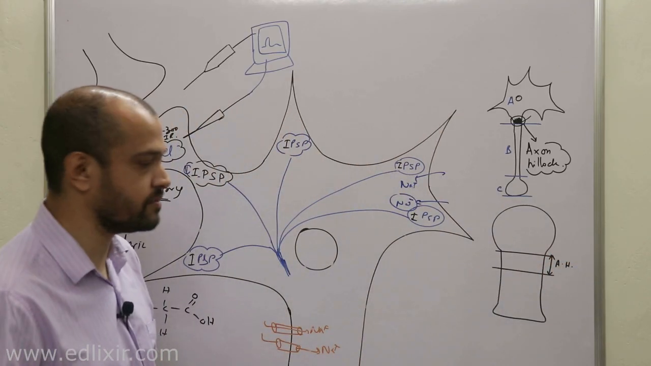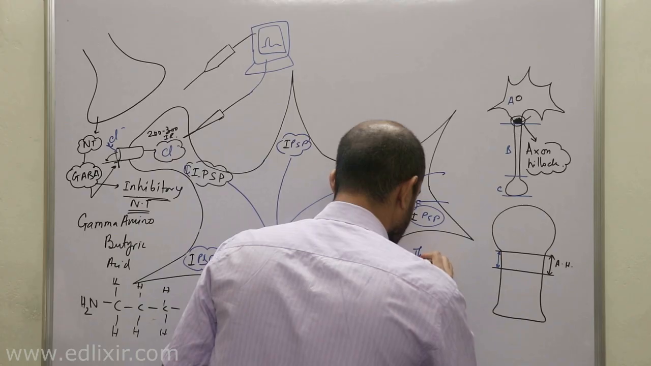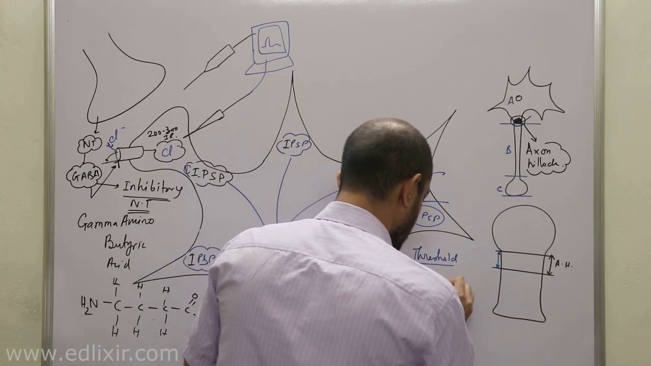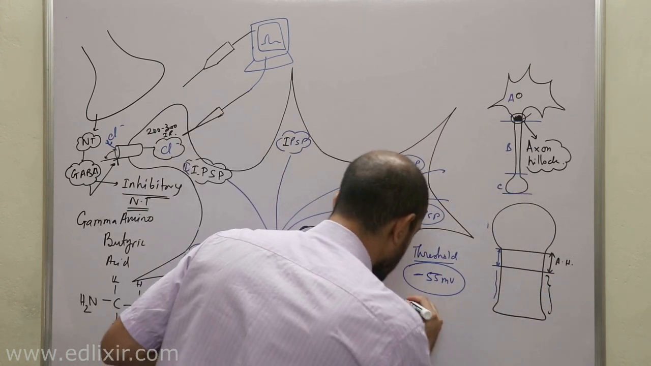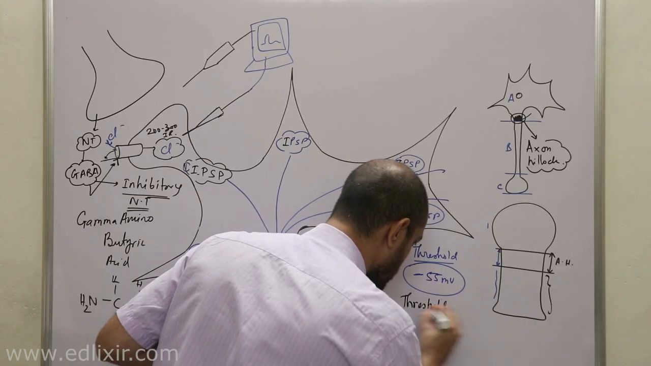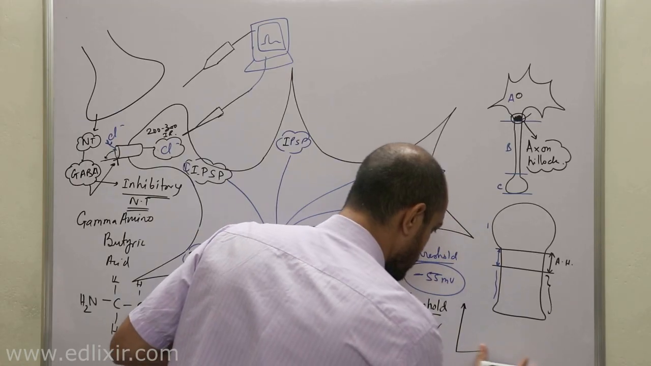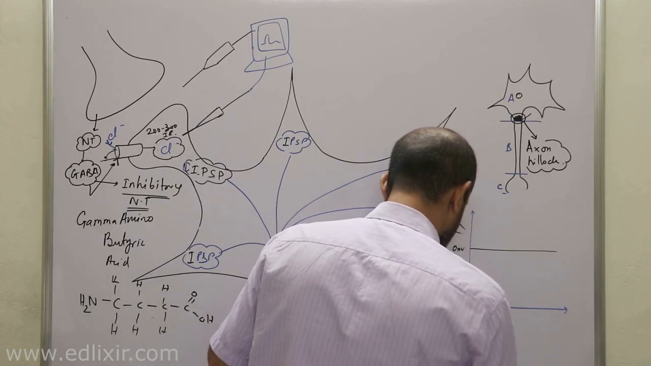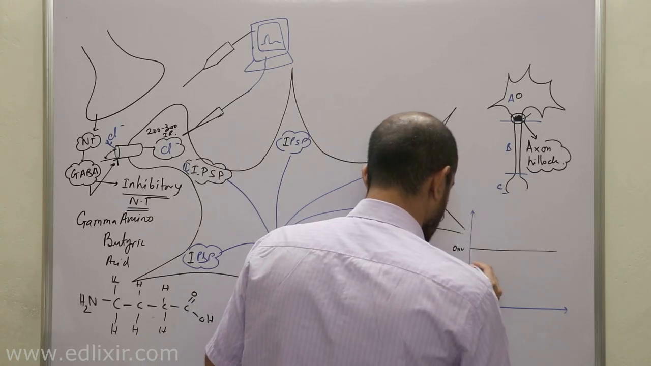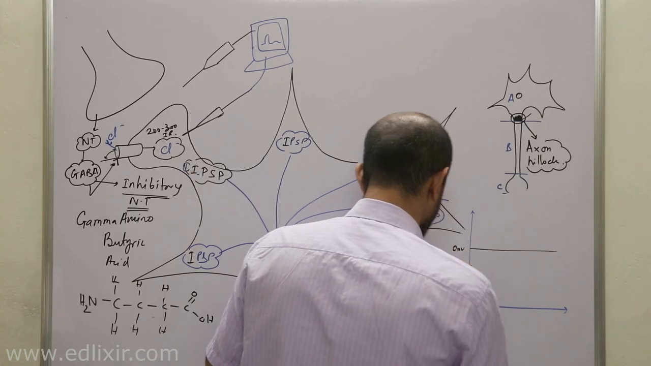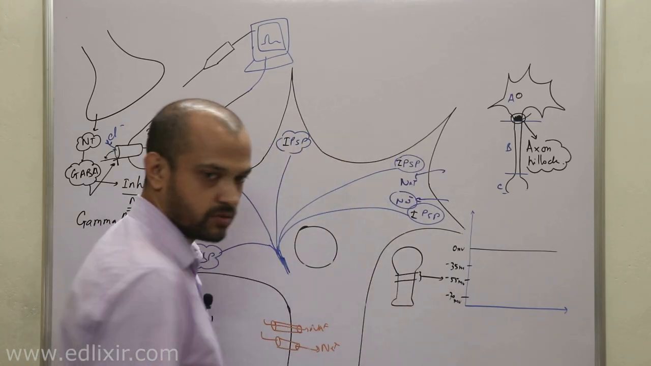A very important point we need to understand right now is that this axon hillock area has a threshold of minus 55 millivolt. A normal area of membrane has a threshold of minus 35 millivolt. That means if you draw a graph, suppose this is your minus 70, the resting membrane potential, this is your minus 55, and this is minus 35 millivolt. This axon hillock has minus 55 as threshold.